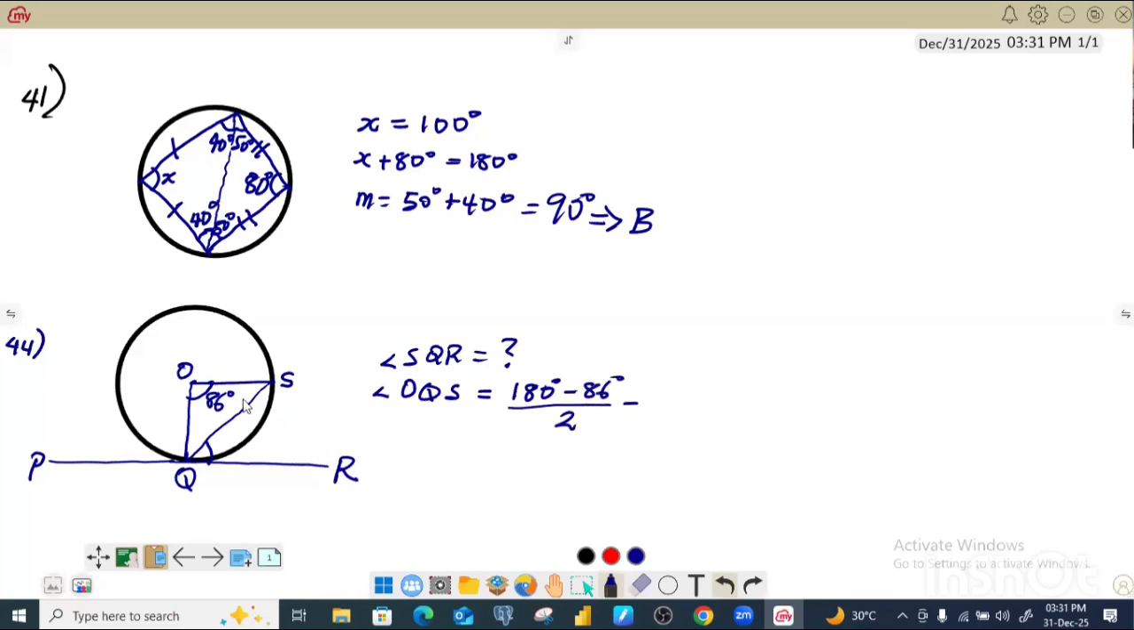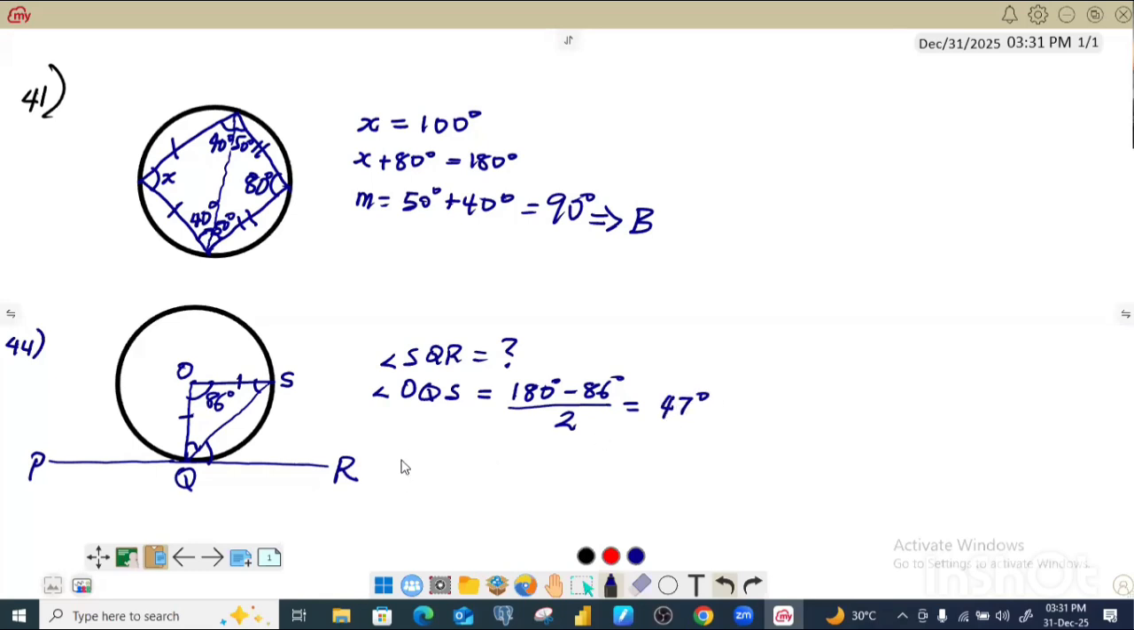How do I arrive at that? Remember, this is a radius, and this is also a radius, so that makes this triangle an isosceles triangle. So what would be the value of this? This is 94 divided by 2, which gives us 47 degrees.